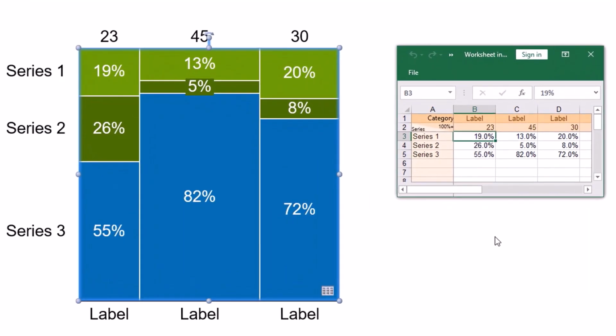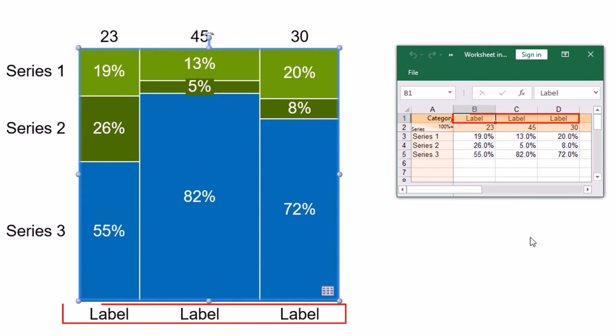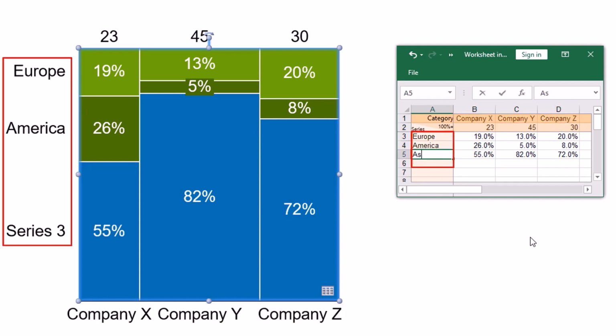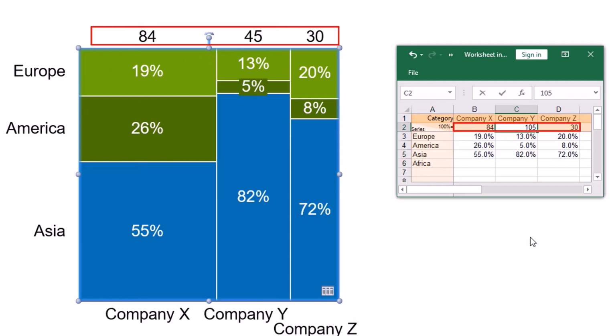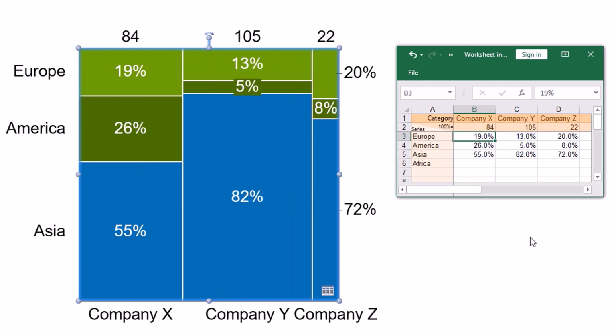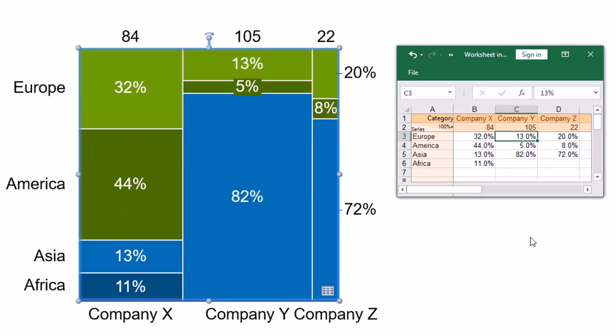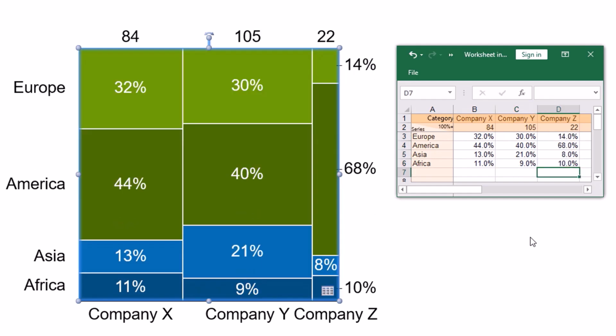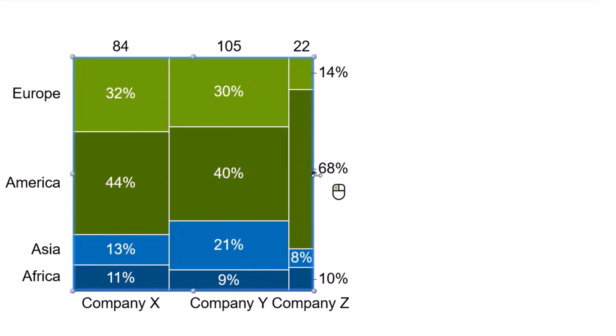The default datasheet takes percentage values and has a separate width row for the absolute totals of each column. Type in your data starting with the company names as category labels. Then add the market regions for the series labels and insert the total revenue of each company into the width row. Finally, type in the percentage values. Resize the chart if necessary.